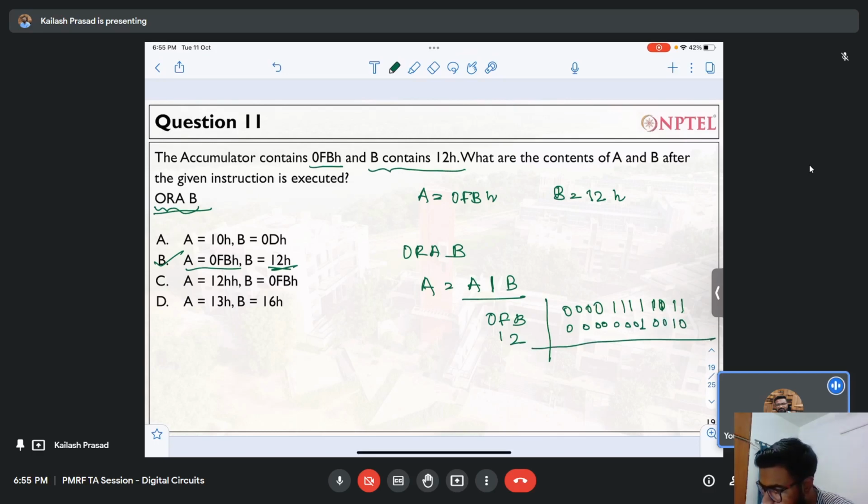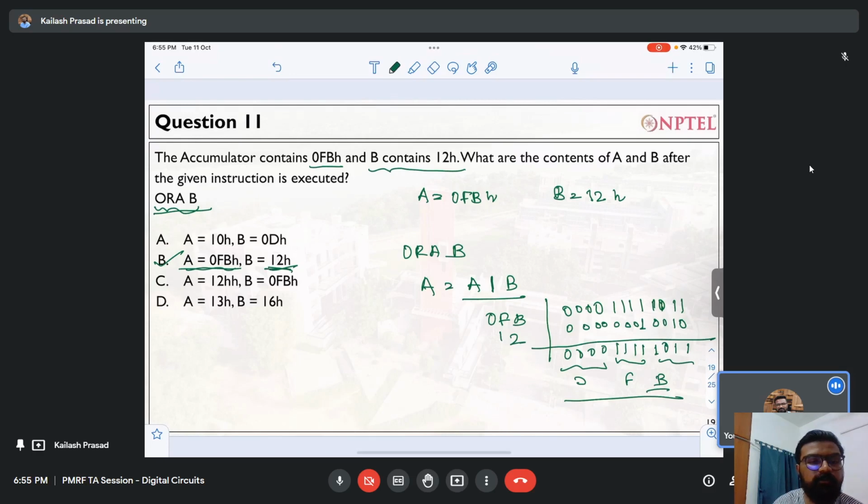So the answer will be: 1 or 1 is 1. There won't be any carry as such, right? Because it's an OR operation. 0 or 0 is 0, 1 will be 1. Here, because all are 1, it will be 1111, and all are 0, so 0000. So this is F, and this is B. So the content has not changed even after ORing with the value. Okay, so the answer remains A equal to 0FBH and B equal to 12H.